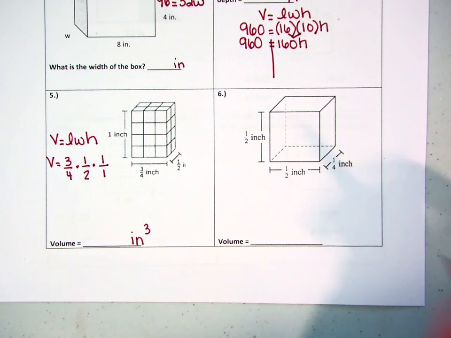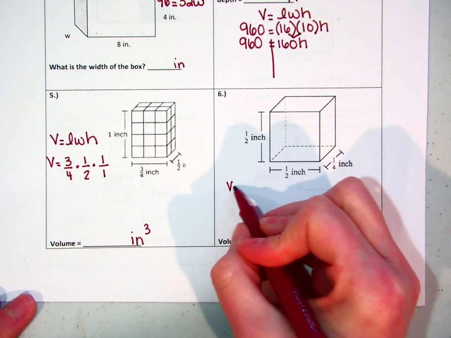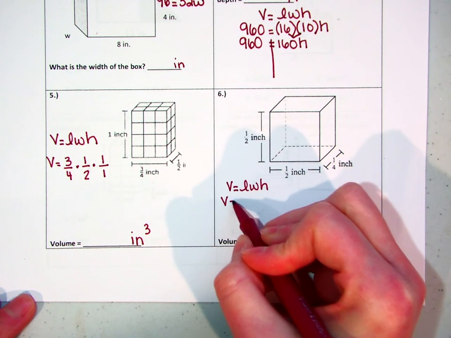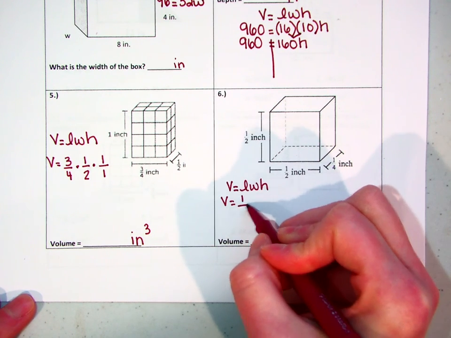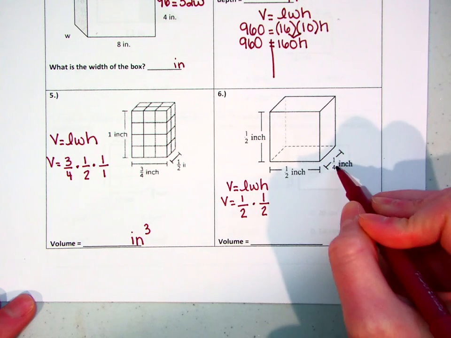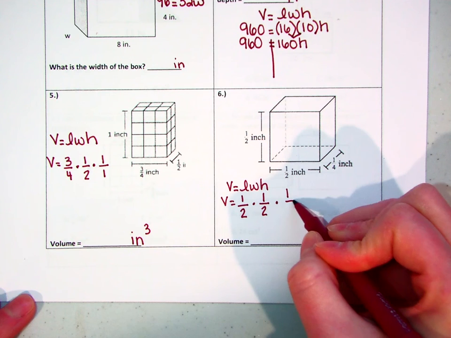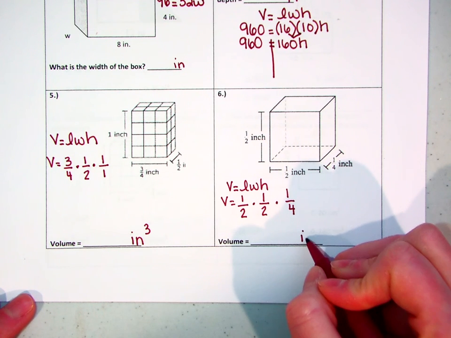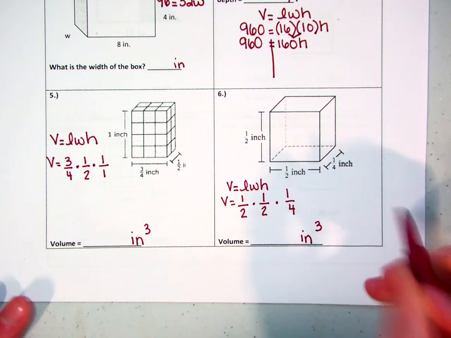Alright, number 6, you're going to do the same thing. You've got to multiply all 3 fractions together, length, width, and height. I'll just start with this one. So we have 1/2 times 1/2 times 1/4. Almost a cube, almost. And remember, you are finding volume, so it will be inches cubed, okay?